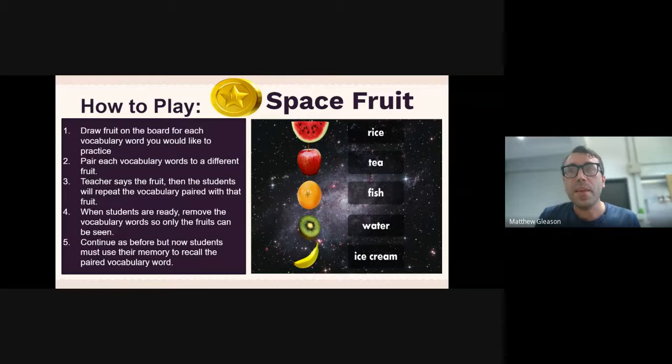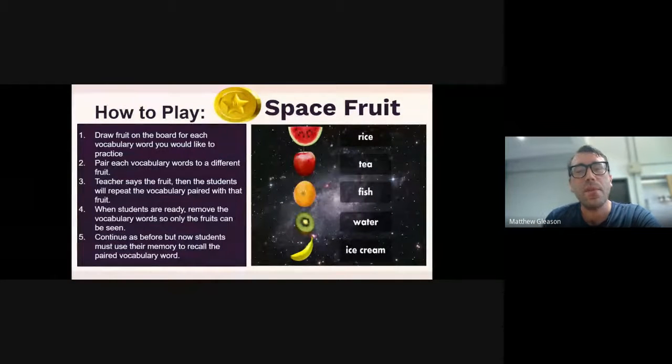It could be space animals, maybe, I don't know, space something. My brain's not working right. But that's Space Fruit. And again, the point is we're taking a simple vocabulary drill and we're adding some creativity into it. We're adding more engagement, and we're just making it more interactive and fun.